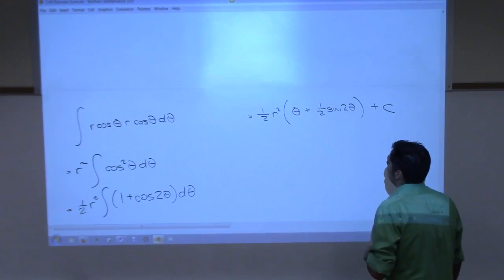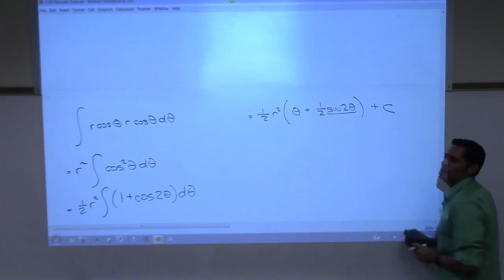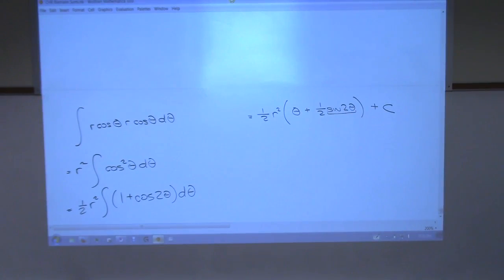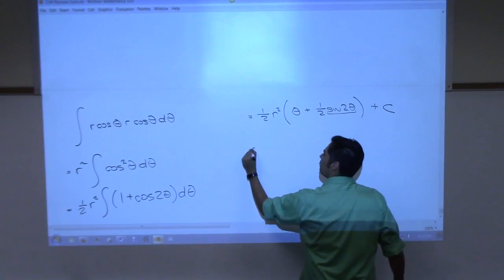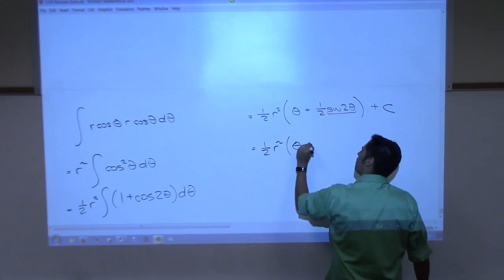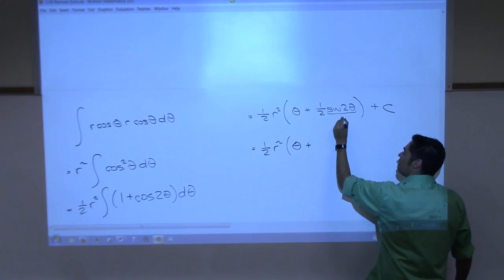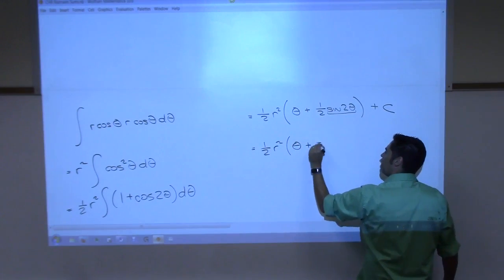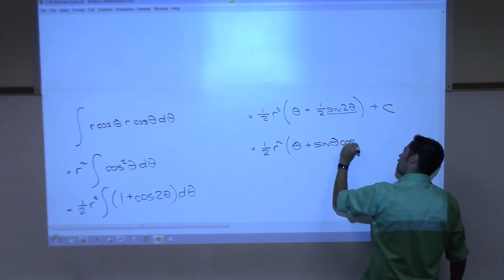And we've run into this before. That's bad. So we use the double angle identity. We switch that to 2 sine theta cosine theta. So this becomes 1/2 r squared theta plus, that's 2 sine theta cosine theta, gets hit by 1/2, so all I'm left with is sine theta cosine theta.